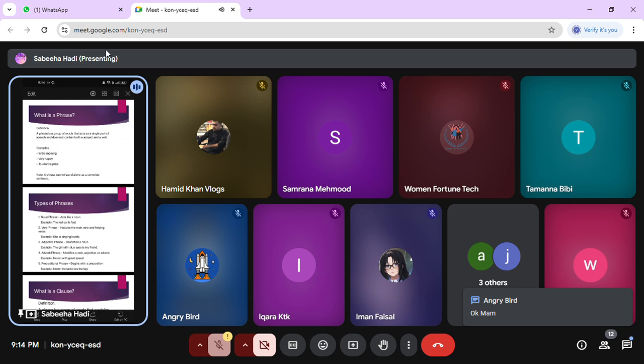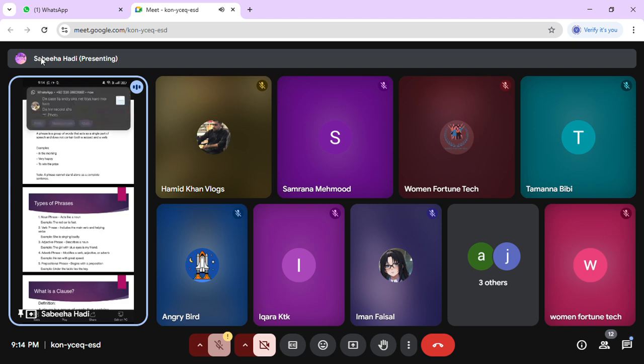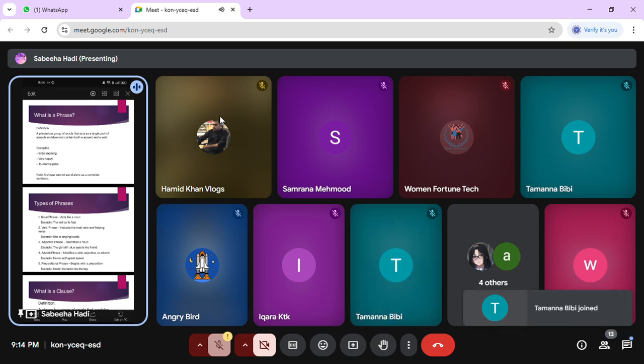For example, in the morning. Here it is a phrase because it doesn't contain any subject or verb. The second one is very happy. Very happy is a phrase, it doesn't contain both a subject and a verb. Actually, a phrase is a group of words that cannot give us a complete sense or a complete meaning. It is called phrase and it does not contain any subject and verb.